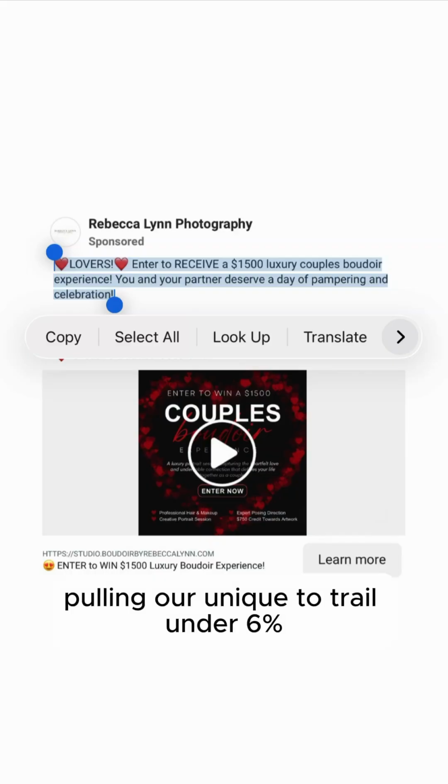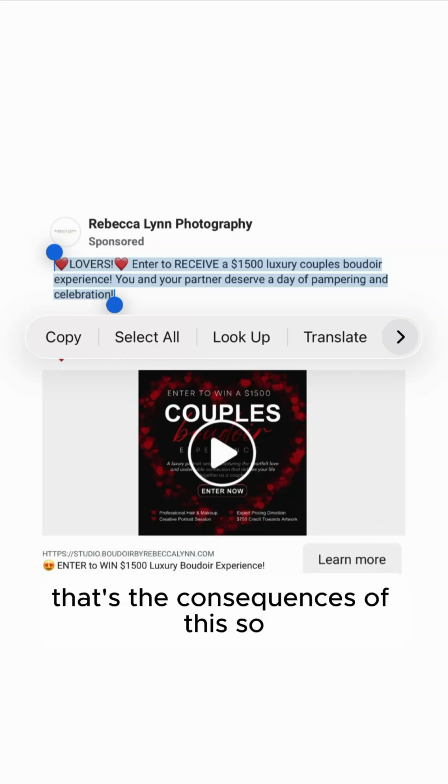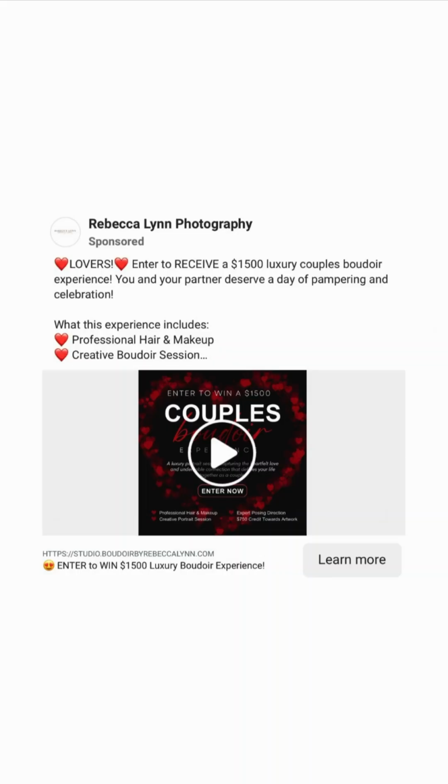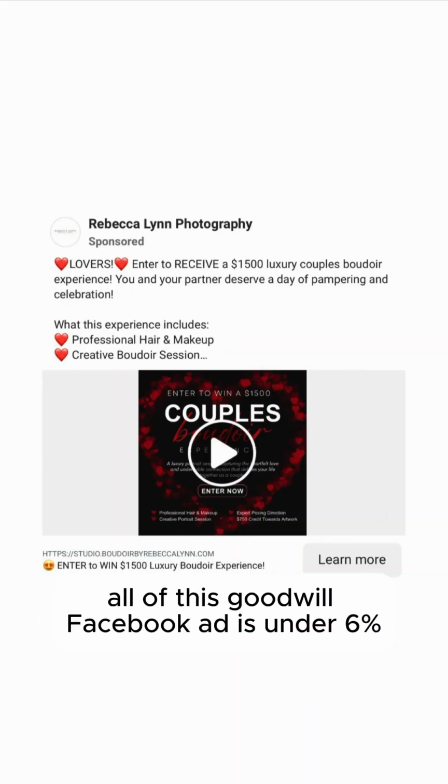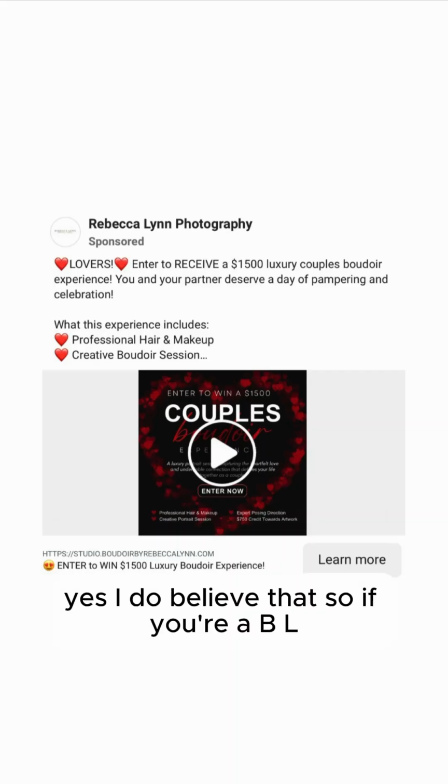Pulling our unique CTR under 6%, contributing to BLCS. Those are the consequences of this. So after all that, do I believe this has BLCS, aka do I believe the unique CTR of this boudoir Facebook ad is under 6%? Yes, I do believe that.